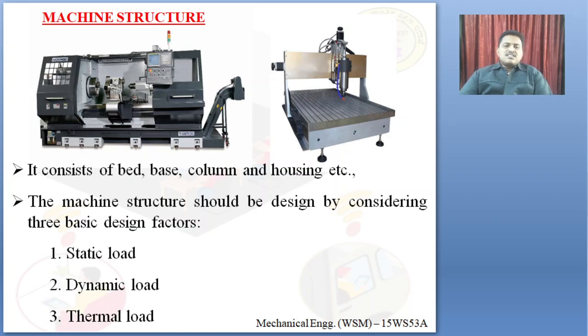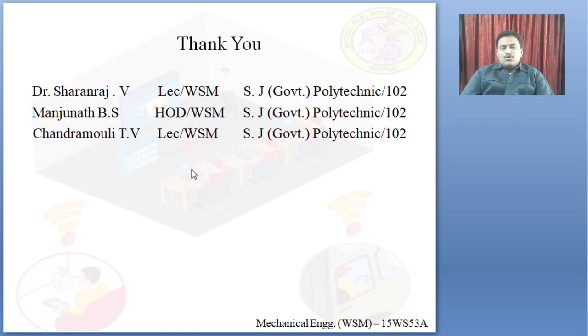We discussed CNC machines and the factors that have to be considered in their construction, and in this class I explained the machine structure, with the different types of loads: static, dynamic and thermal. In the next class, let us speak in detail about the different types of loads: what are the causes of those loads, what are the remedies, and how to reduce them. So dear students, thanks for your patience listening to the first session of unit 4 of computer integrated manufacturing. Thank you.